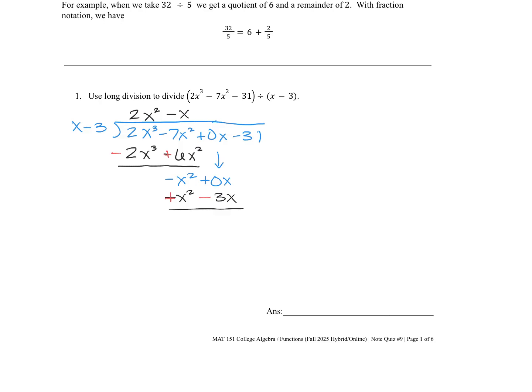Let's put that down here in blue. And we bring down our minus 31 from our division problem. And we repeat the process one more time. x times what makes negative 3x? Well, that's a minus 3. So minus 3 goes here. Multiply. Negative 3x plus 9. We now change the signs and add them up. And that's going to give us a negative 40.